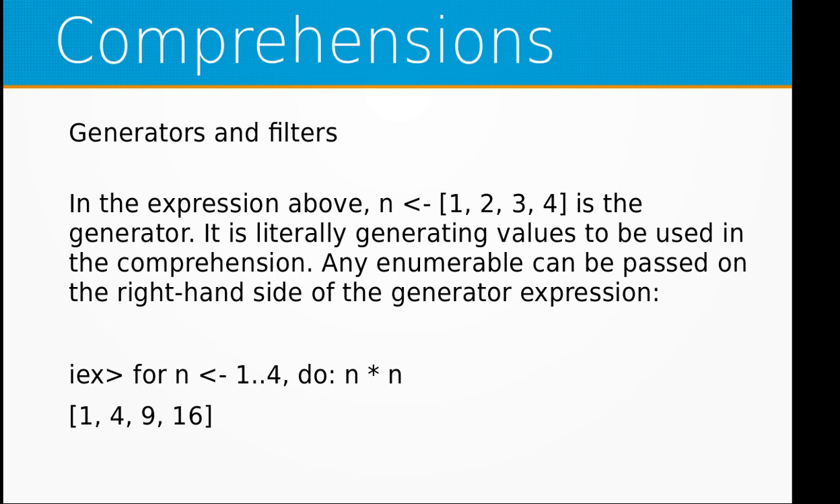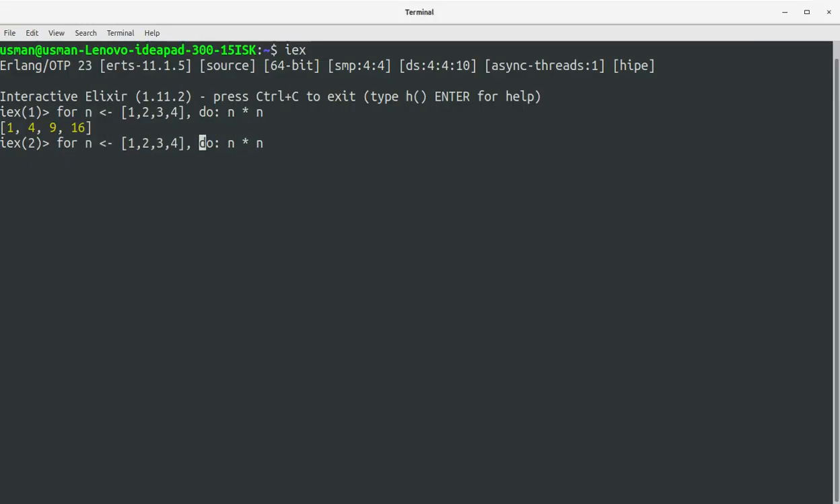Any enumerable can be passed on the right hand side of the generator expression. For n, you can give a range 1..4 and do the same thing. So you can simply do for n, and you can pass the range here 1..3 and we get 1, 4, 9, or 1 to 10 and you get the range.